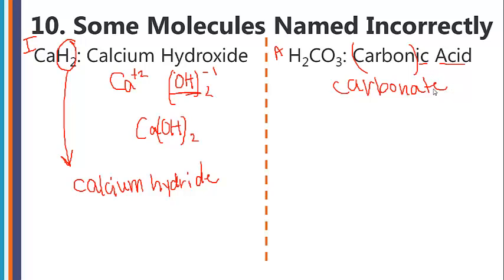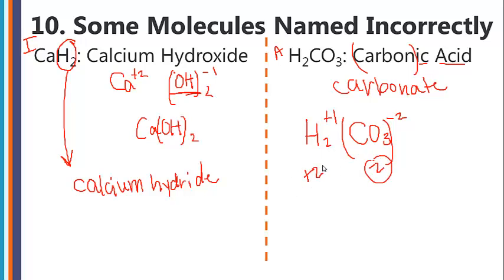The formula for carbonate, it's a polyatomic ion, is going to be CO3, and its charge is -2. Because this is an acid, we need to put hydrogen in front. Hydrogen has a charge of +1, so I need 2 hydrogens to give me a +2 charge to balance out the -2 charge from the carbonate. So this formula, H2CO3, matches up the name.